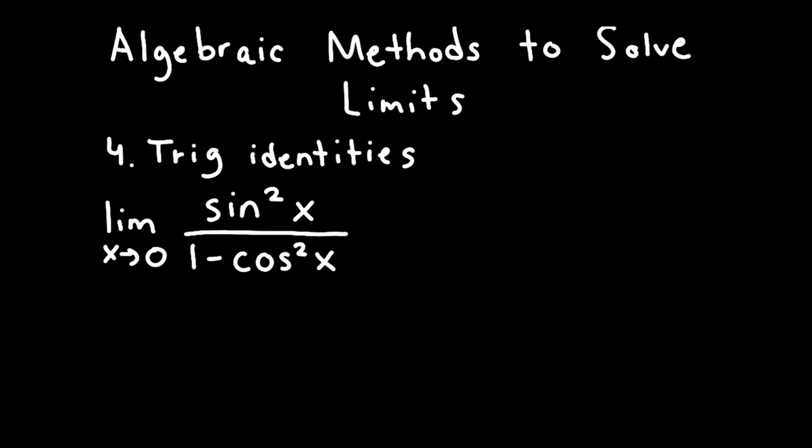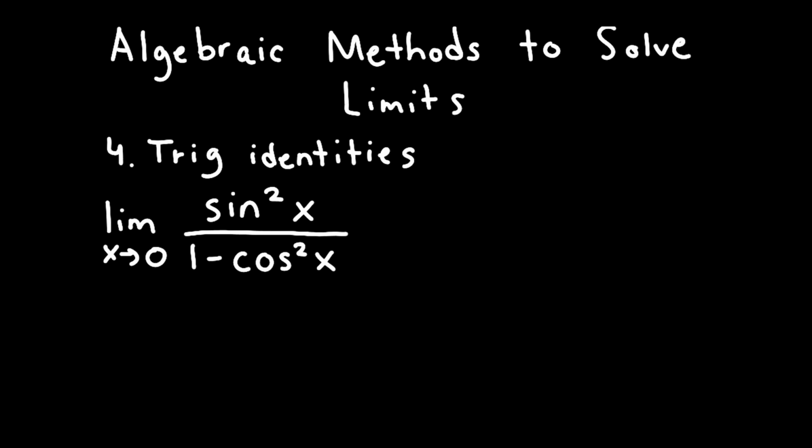Now, the final method to solve a limit is using trig identities, and this is one of the trickiest ones to master, although it is the easiest to identify. So obviously you can see here that we have sine of x and cosine x in this function. But basically, whenever you're going about this, you just have to memorize the core trig identities and then be able to plug them in when needed.